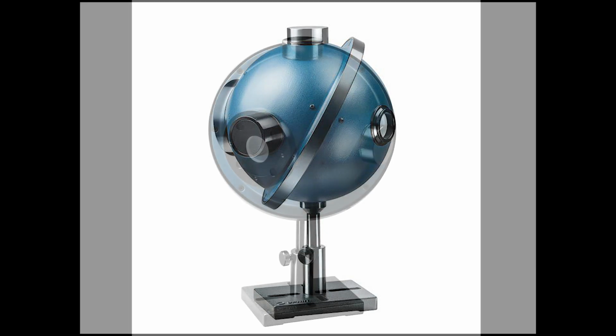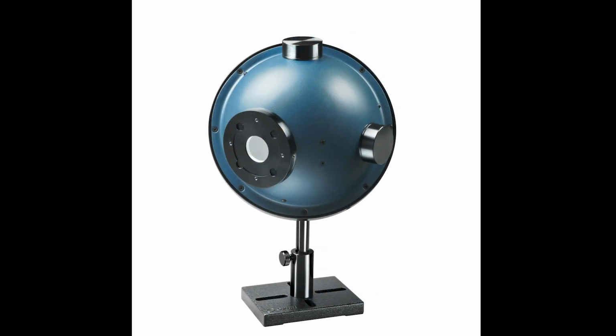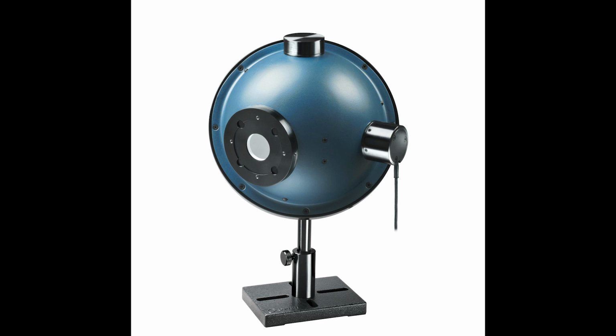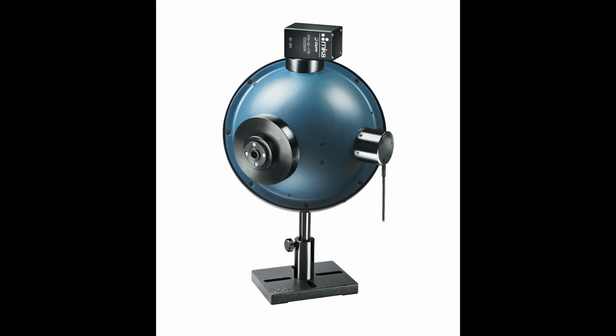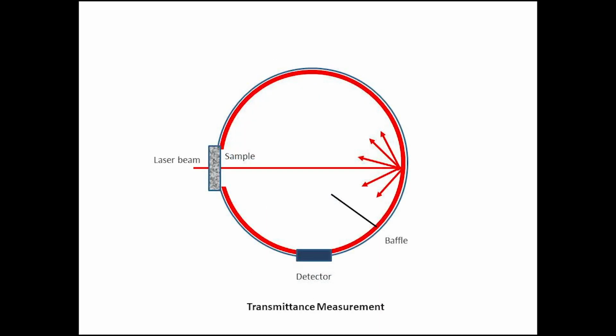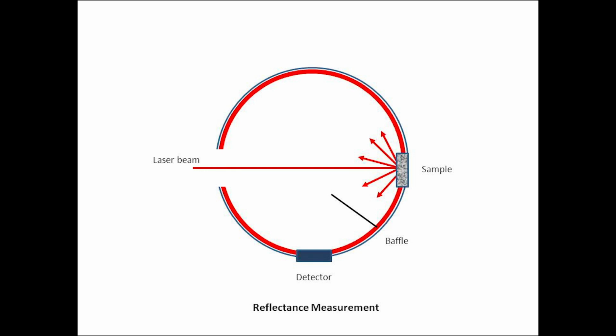Most integrating spheres also have extra ports from which light can be sampled for other uses, for example, to perform spectral measurement or analyze temporal pulse shape in parallel to the power measurement. Integrating spheres can also be used to measure transmittance or reflectance of diffuse or scattering materials. The test sample would be placed at the entrance port of the sphere or at a port opposite the entrance port, depending on the details of what's being measured.